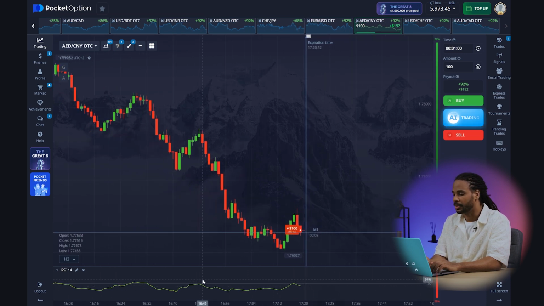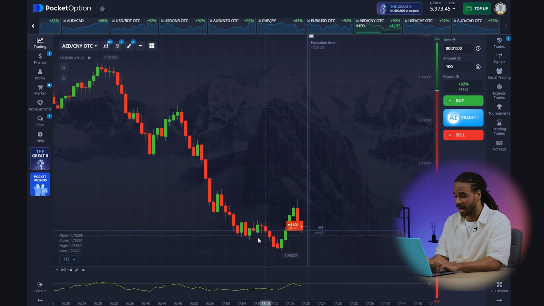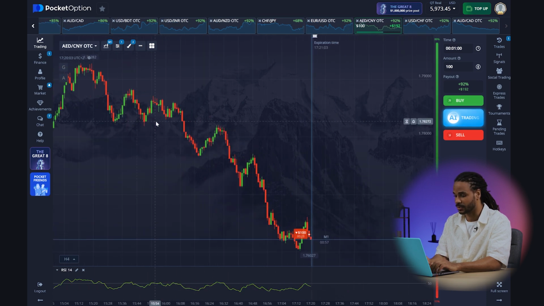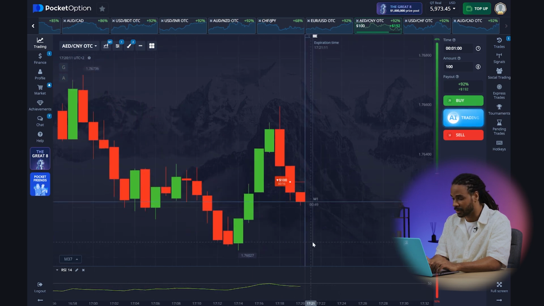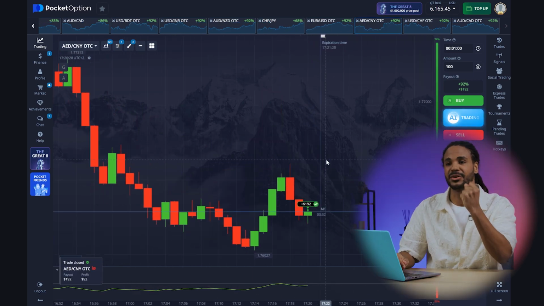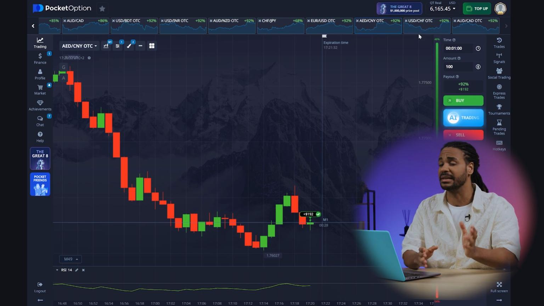Now, we see a mirror reflection below the 50 level. The overall trend is downward. RSI shows a reversal, bouncing off the 50 level. We wait for the completion. Excellent! The trade closed. Let's find another signal.